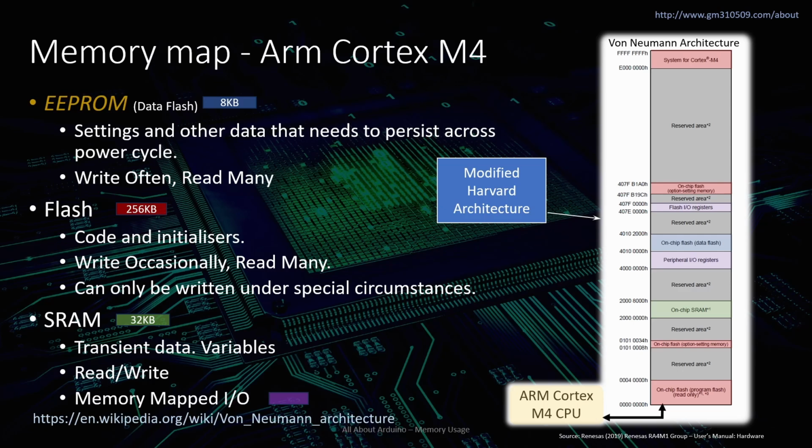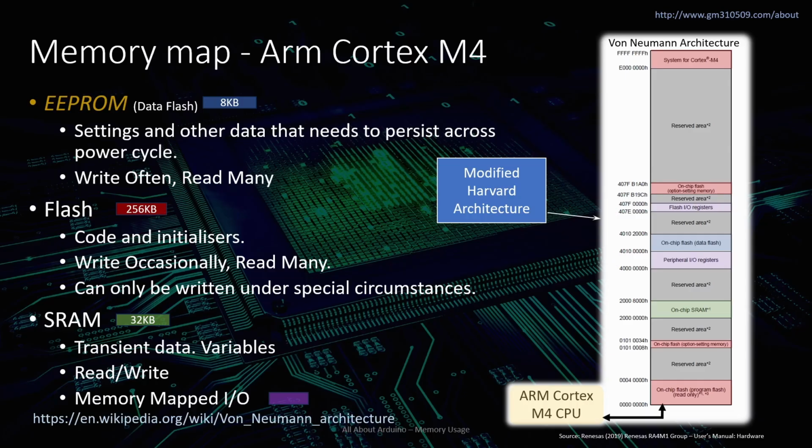And then, of course, there's the RAM, which is for transient data. It goes away when you turn the power off. It's read and write as much as you like. And then there's this memory mapped I/O. And in ARM Cortex, that's here and here. There's 2 blocks. And I'll talk about that on the next slide.